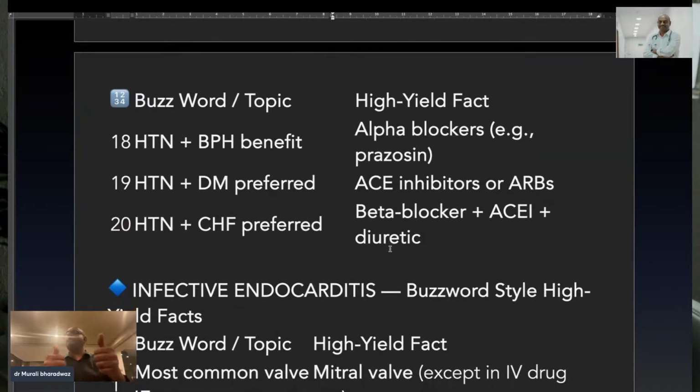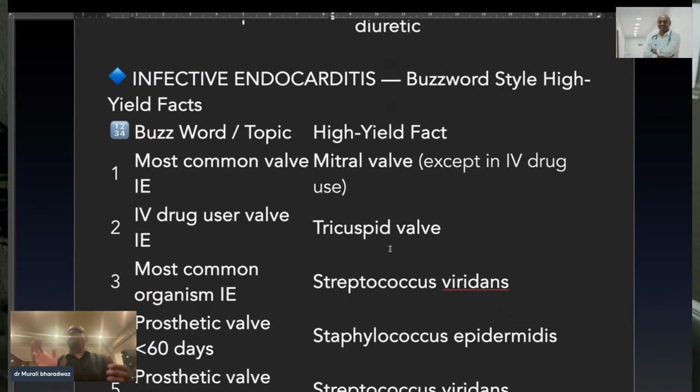Now hypertension plus BPH, if they come. If you give an alpha blocker like prazosin, alpha 1 blockade will relax the smooth muscle, leading to bladder outlet obstruction relief. So alpha blockers are preferable with BPH. If there is hypertension plus diabetes, you have to introduce telmisartan and ARBs invariably. Hypertension plus CHF, 3 drugs, beta blocker, ACE inhibitor, diuretic should be there in the prescription. But if it is decompensated congestive heart failure, stage 4, beta blocker is a contraindication, is what we need to know. Next comes infective endocarditis.